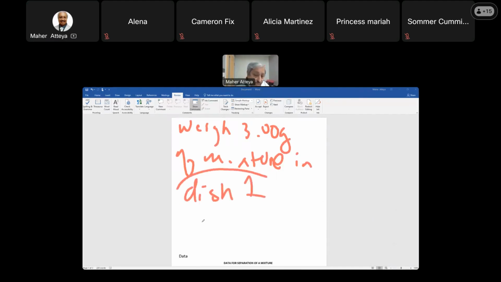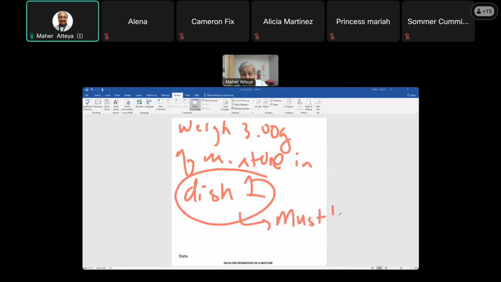Of course, you know what's the dish one. You have to weigh it first. This one must be weighed first. Okay? And then you get the combined weight of the dish one plus the 3.00 grams of your mixture. Okay, guys? Then, when you are done with this, you go to your setup here.